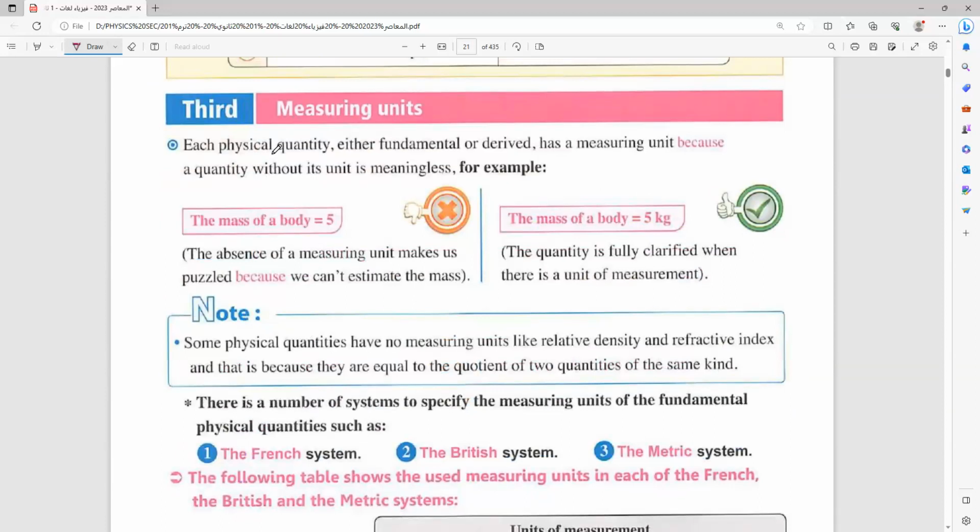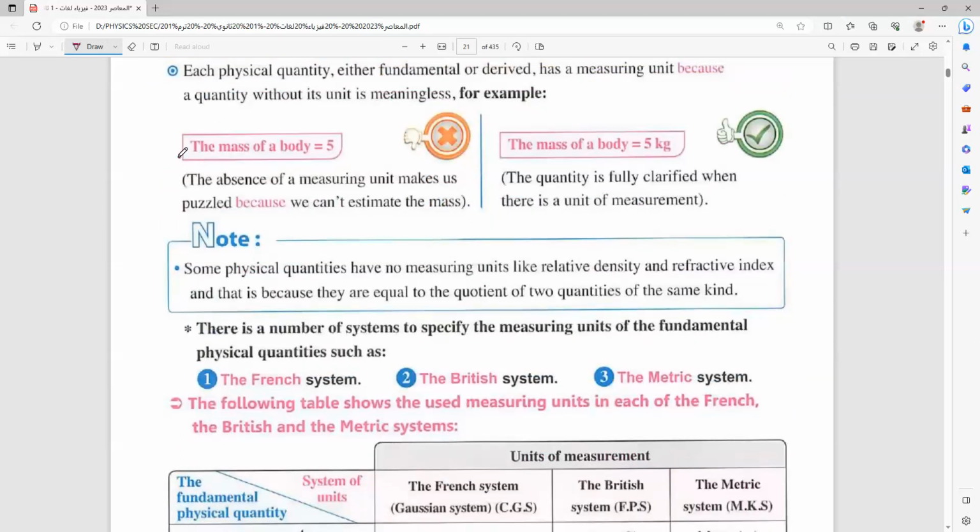Third, units. If someone says that the mass of a body equals 5 and stops, it doesn't have meaning. It is not enough. It needs information. The mass of the body equals 5 what? 5 gram, 5 kilogram, 5 ton. So we must use a suitable unit for our measurement process. The mass of a body equals 5 kilogram, it has a meaning.